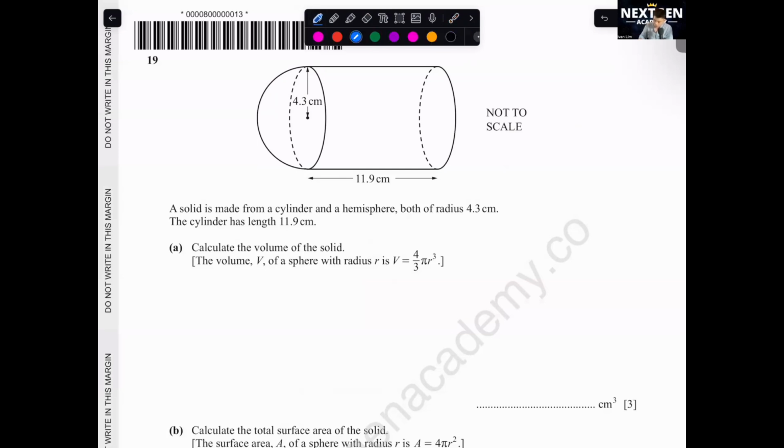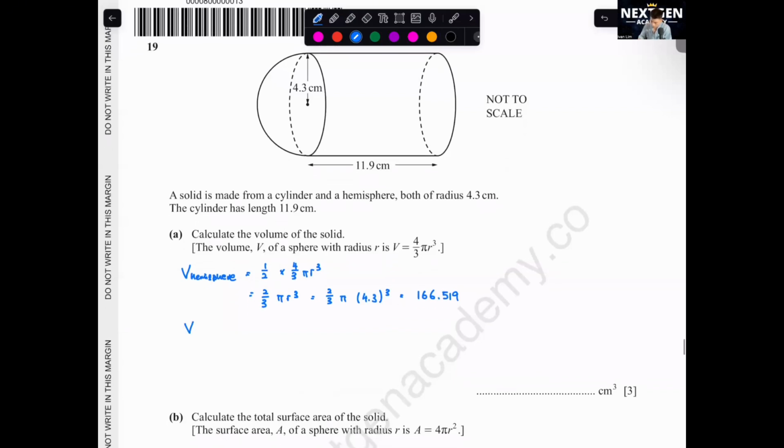If you want to find the hemisphere first, let's find the hemisphere. The hemisphere formula will be 1 over 2 times 4 over 3 pi r cubed. So half of 4 over 3 pi r cubed is 2 over 3 pi r cubed. 2 over 3 pi times 4.3 cubed. Normally in the middle I will still leave it in terms of pi first. The value is also not so nice, times 2 over 3. Let's just write the actual value, 166.519. I just write a bit more decimal places first.